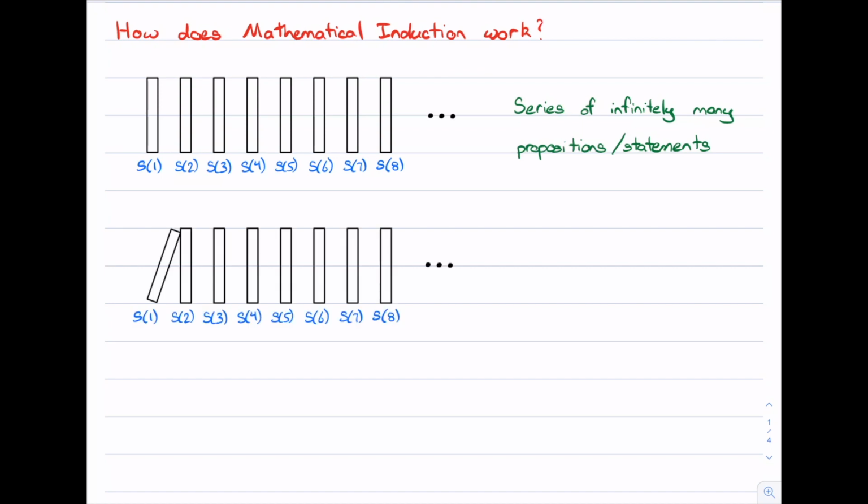Now, the first step is to see if we can knock over the first domino. And this is what we usually refer to as proving the base case is true. So if we can prove the base case is true, that's the first start in our proof.